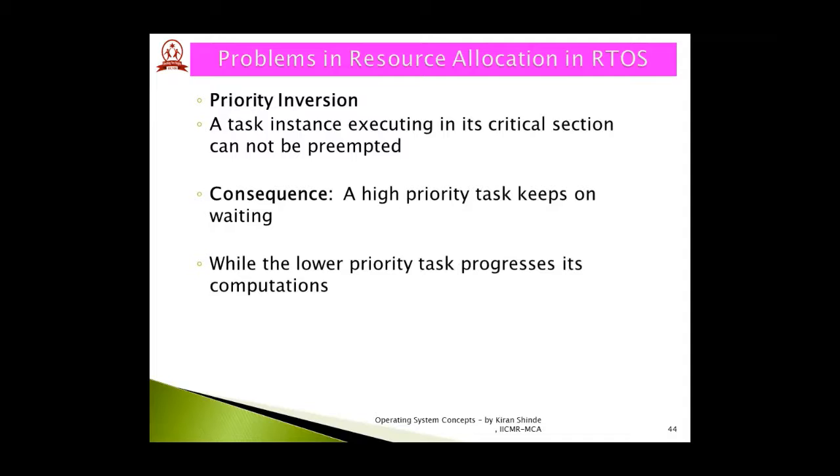And what will be the consequence of this? A high priority task may keep on waiting. Why? Because the resource which the high priority task also wants to complete its execution is already acquired by some other process, and that particular process may have lower priority as compared to the high priority process. Such a problem is called priority inversion, because the task which has high priority is going into the waiting state, and the low priority task which is executing in its critical section continues accessing that resource. Such a problem is called priority inversion.